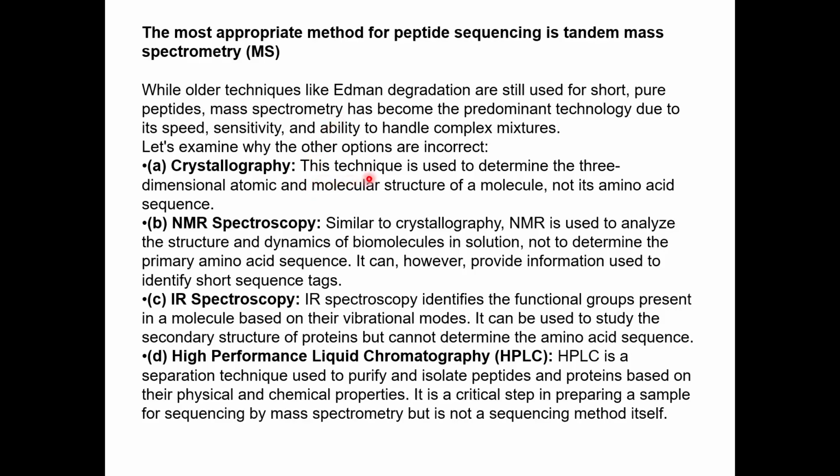Crystallography is basically used to determine the three-dimensional atomistic structure of a molecule, and it is not for sequencing. NMR is similar to crystallography, and it is used to analyze the structure and dynamics of biomolecules in solution, and it is not used to determine the primary amino acid sequence. It can, however, provide some information to identify short-range sequence tags. So for short sequence tags, NMR can be useful.